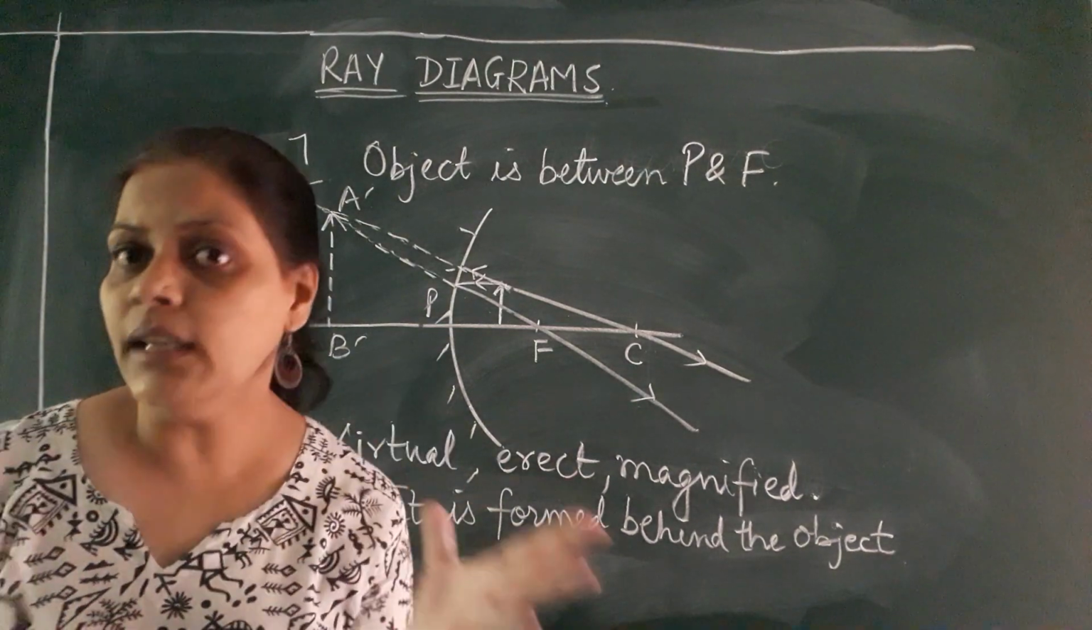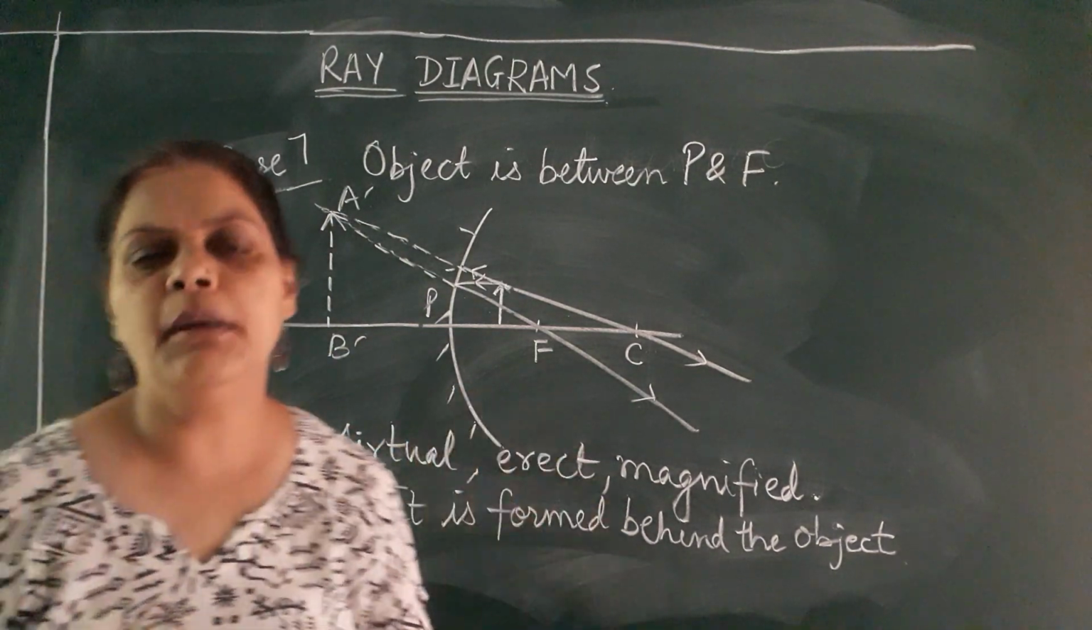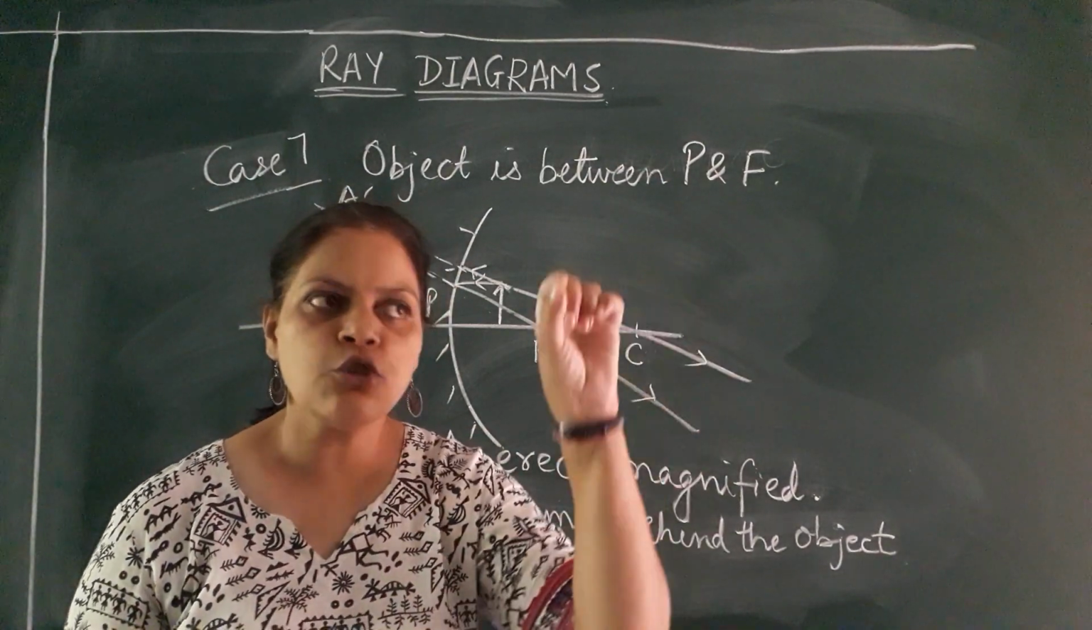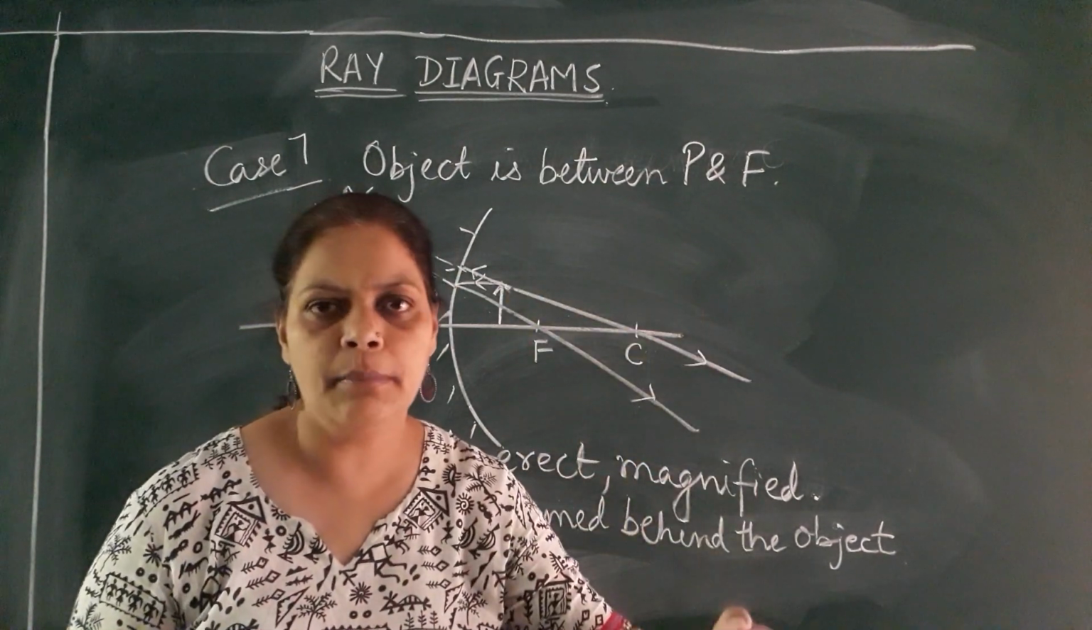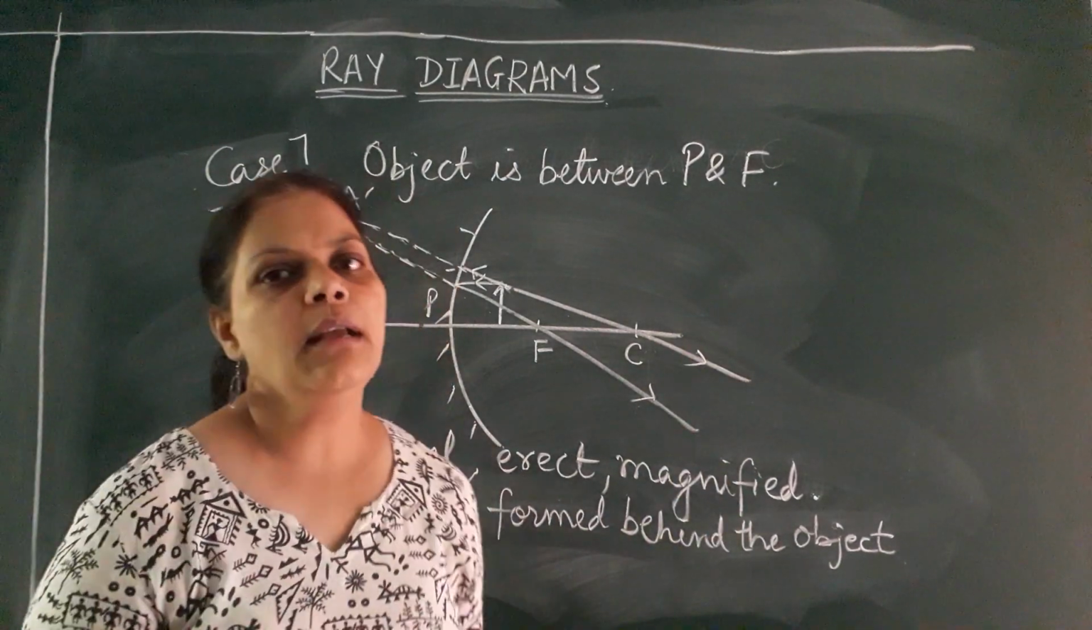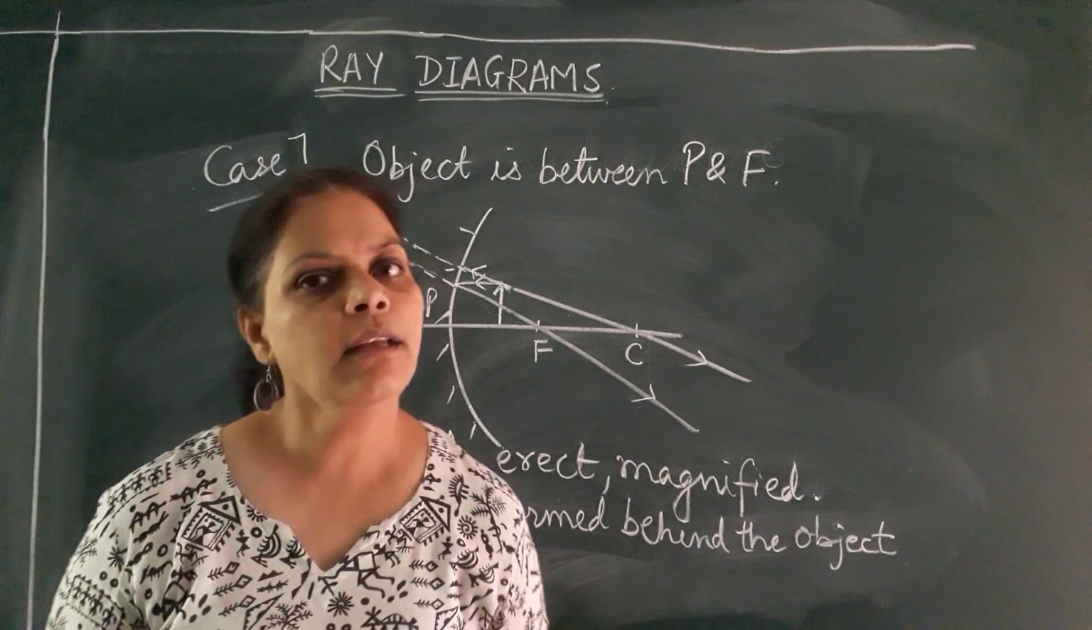So you have to study this. There is a summary table in your book, children. I want you to have a look at all the cases in that. It's a good comparison table which shows how the characteristics of the image vary depending upon the position of the object taken in concave.